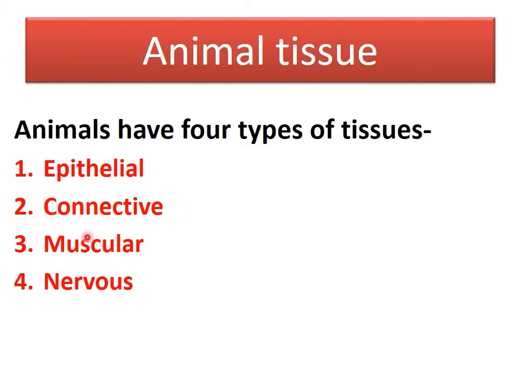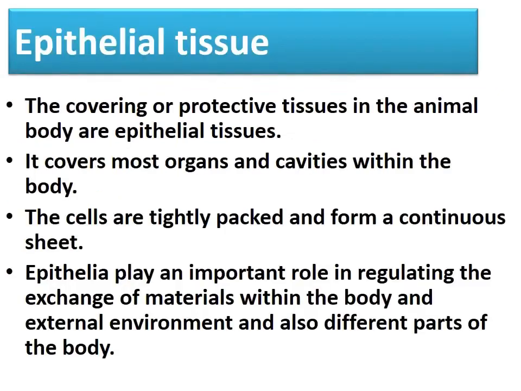Because we are learning about the tissues which are made up of cells, and these are present in living organisms, and living organisms are plants and animals. Plant tissues we have covered, and now we are going to start the animal tissues. So let's start the first type of animal tissue, and that is epithelial tissue.